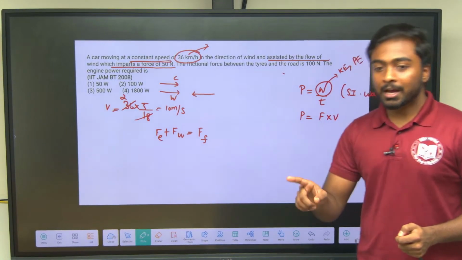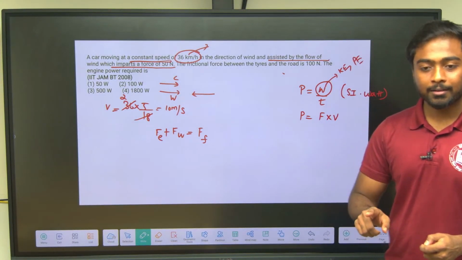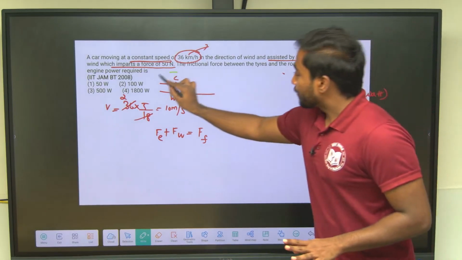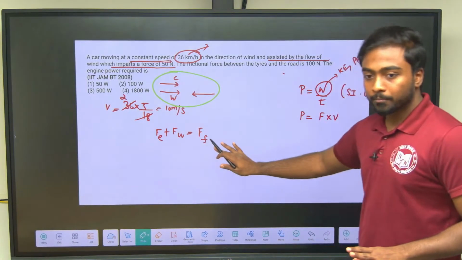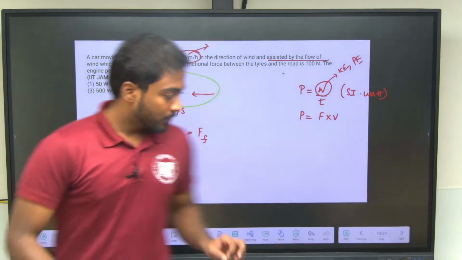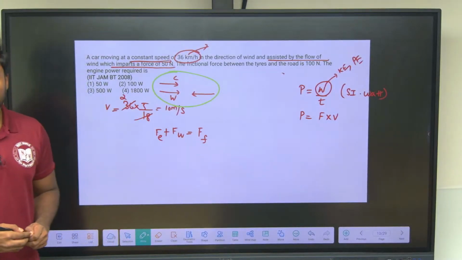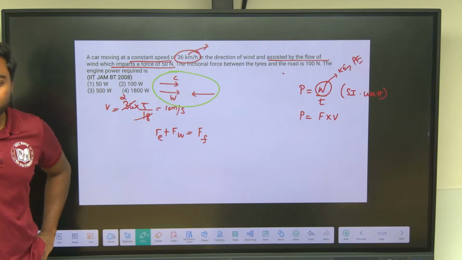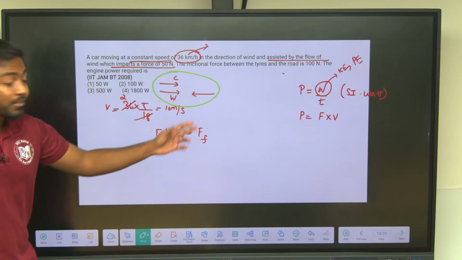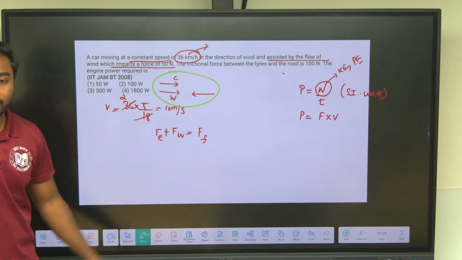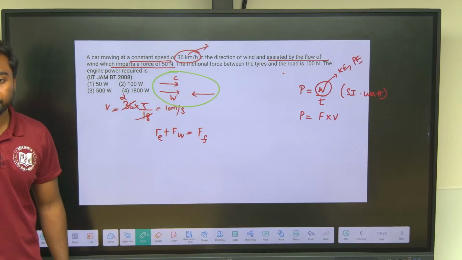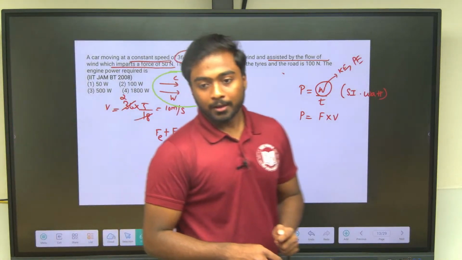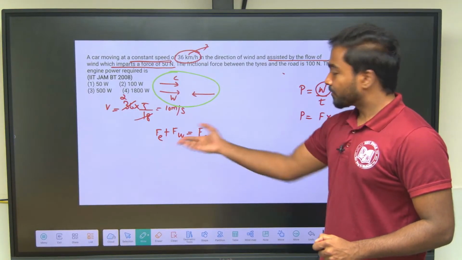An object will be at rest or in motion until an external force acts on it. So there is no external force now. Whatever force they have given, I have equated it. If it wants to maintain constant speed, the engine and the wind force must be greater than the friction. If it is greater, it will go at high speed, no? It will oppose the friction and go. If it is less than the friction, the friction will oppose and it will stop. It should maintain, in the sense, obviously it should be equal.